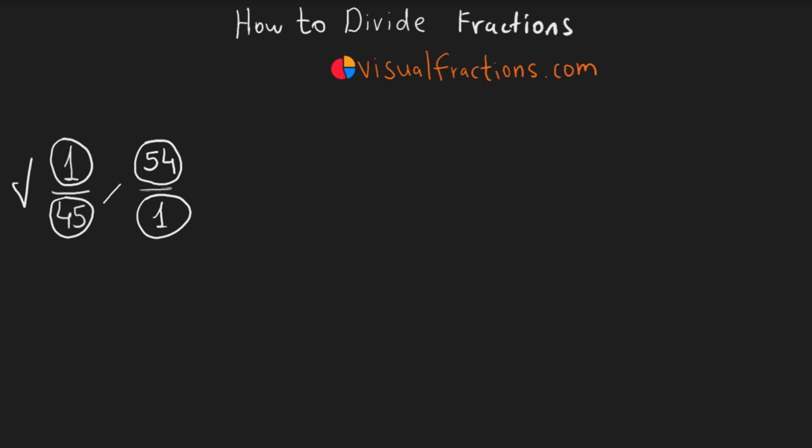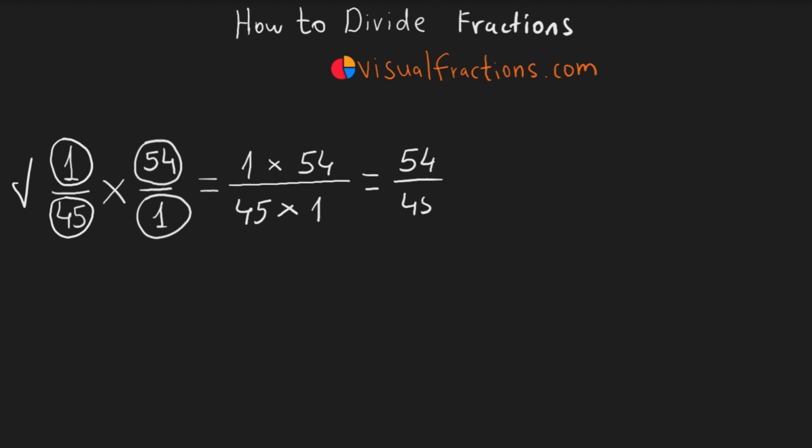Time to multiply. Now, we'll multiply our two fractions together. So, 1/45th multiplied by 54 over 1 it is. For the numerators, 1 times 54 equals 54. For the denominators, 45 times 1 results in 45, resulting in the fraction 54/45ths.